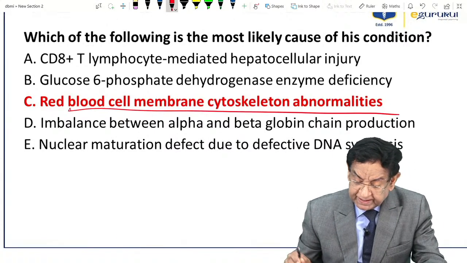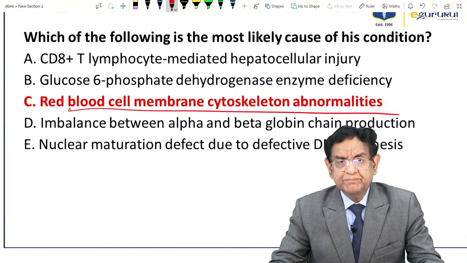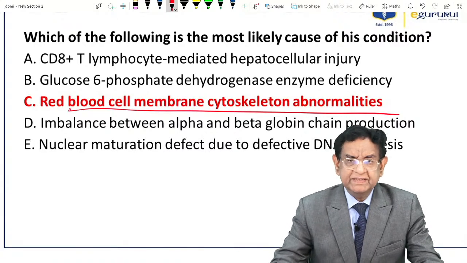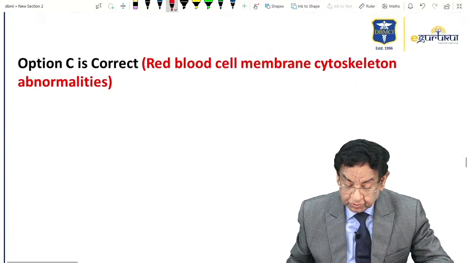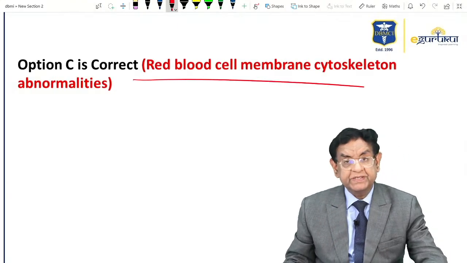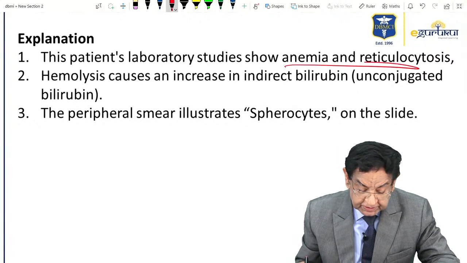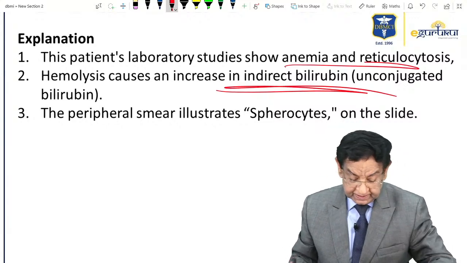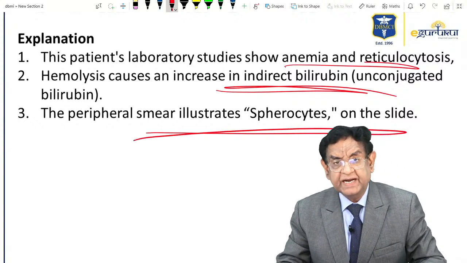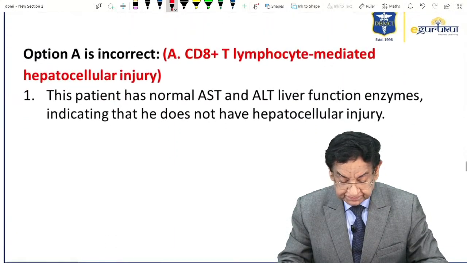RBC cell membrane defect, we learned in the previous question. In this, the cell membrane proteins like ankyrin or spectrin are defective, and that makes the RBC's membrane defective. This is the answer. So the correct answer is option C. So we are getting anemia, reticulocytosis. Indirect bilirubin again indicates hemolytic anemia. Okay. Spherocytes are there on the slide. That really confirms that we are dealing with hereditary spherocytosis.